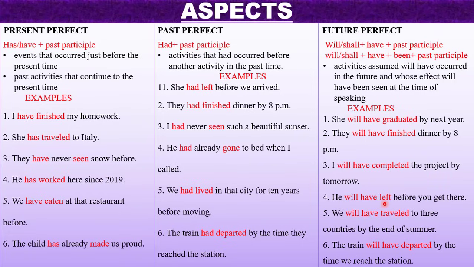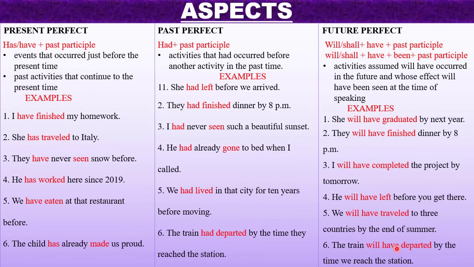He will have left before you get there. Here we are assuming that an activity will have occurred. So it is the future perfect. We will have traveled to 3 countries by the end of summer. Will have traveled. Future perfect.